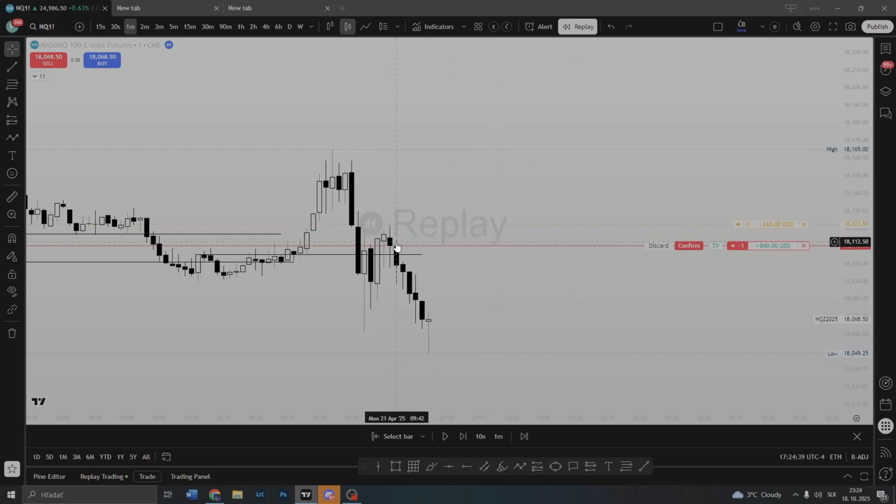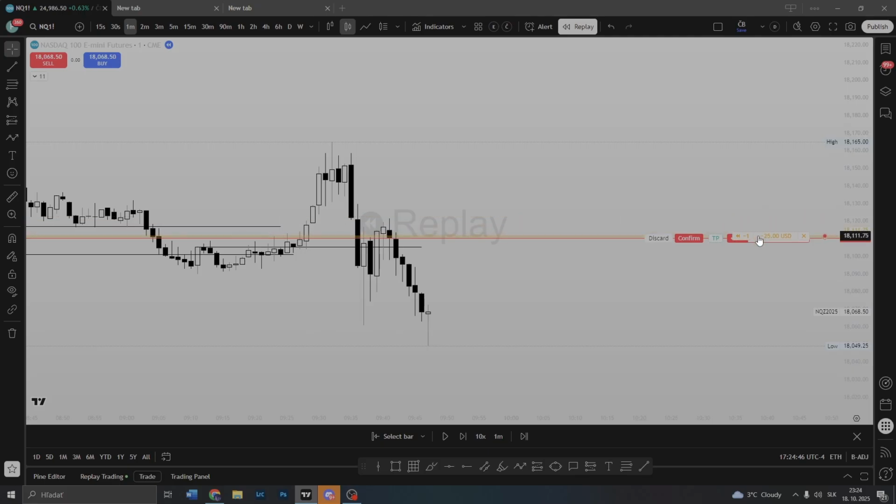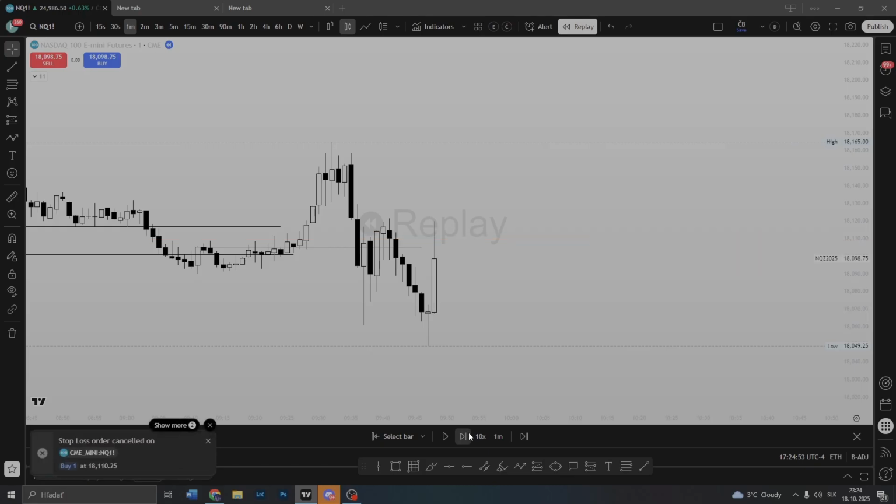Alright, so this is the best spot for us to have our stop loss at, but for pure sake of the video, or for the backtesting, I'll put my stop loss to break even. If we get stopped out, we get stopped out. I don't care. Okay, we get stopped out.